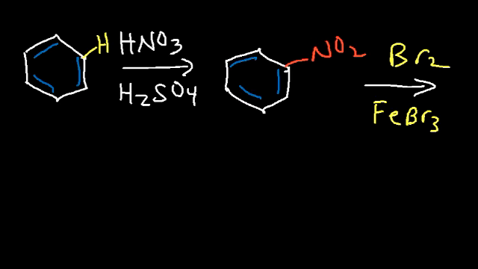FeBr3, iron(III) bromide, is the Lewis acid catalyst. It helps the reaction to proceed. Without it, it won't work. Now, NO2 is a meta-director. So if the nitro group is on carbon 1, it's going to direct the bromine to go on carbon 3, which could be this side or over here as well.